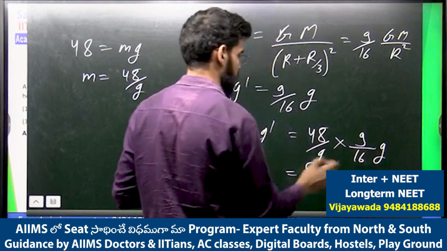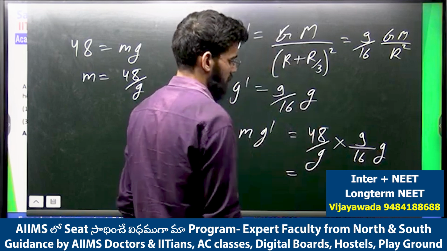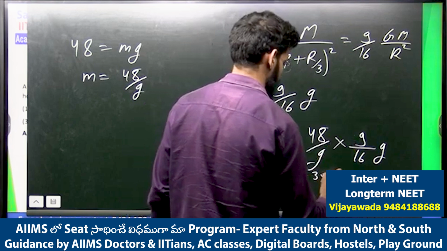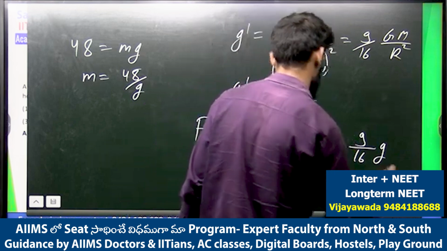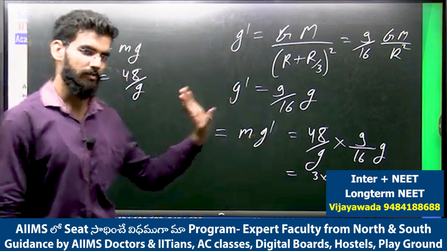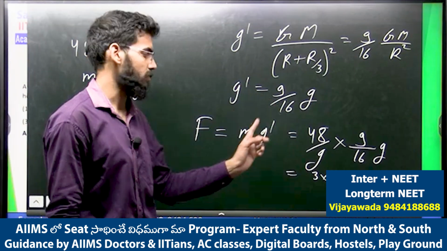Okay, so g got cancelled out. 16 by 3, correct? So this is 3 into 9, that is 27 Newton. Answer. Okay, new mg is what? M into g dash. M doesn't change, right? If you change the planet, m will not change, but g will change.